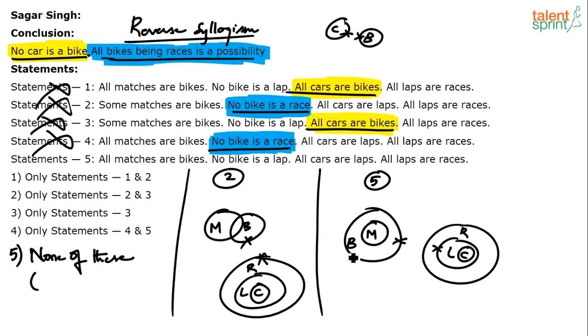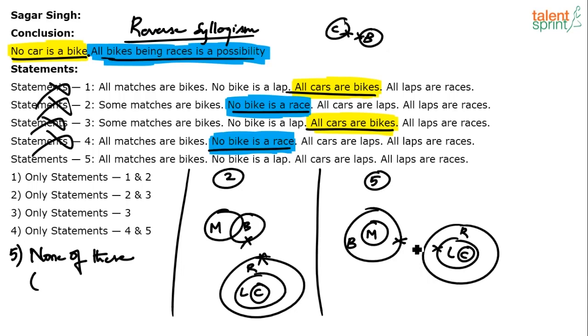All the matches are bikes. No bike is a lap. All cars are laps. All laps are races. Now check the two conclusions. No car is a bike. Yeah, no car is a bike is correct, because bikes cannot overlap with laps. If bikes cannot overlap with laps, bikes cannot go inside laps and overlap with cars. So no car is a bike is true. Simple, right? Bikes cannot overlap with laps, so how can bikes overlap with cars?